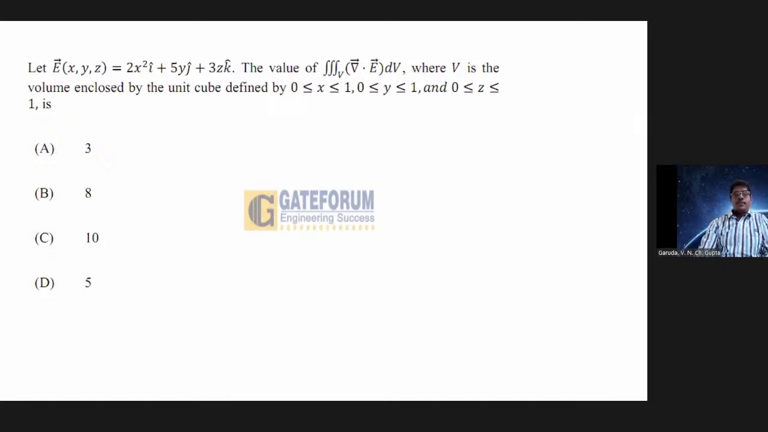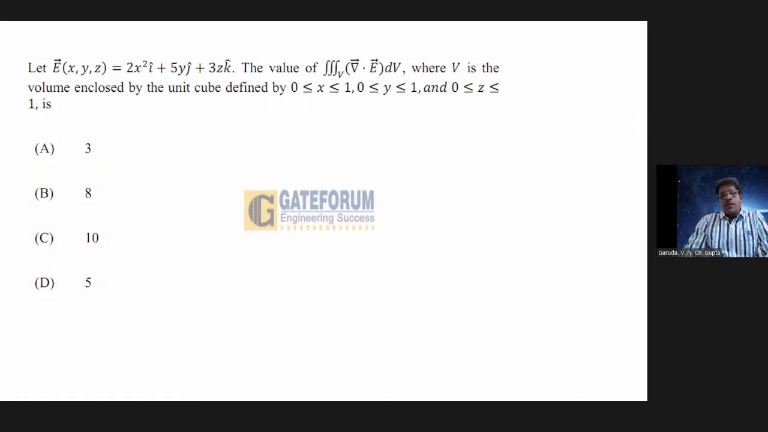Next question. Again, this question is related to vector calculus, vector integration. Let E bar is equal to 2x square i cap plus 5y j cap plus 3z k cap. The value of the triple integral over V of del dot E bar dV, where del is the gradient, which is a vector operator. So that's why they have given del bar. You can read it simply as del. Del dot E bar dV, where V is the volume enclosed by the unit cube.